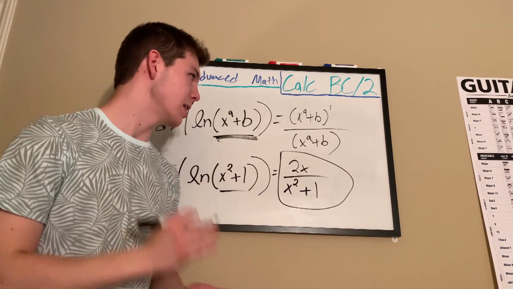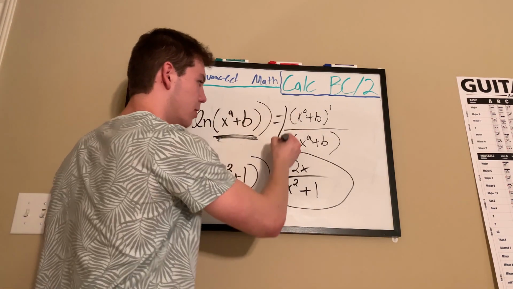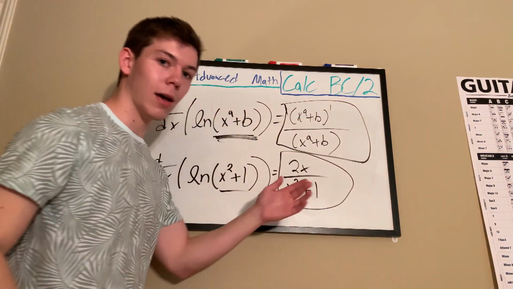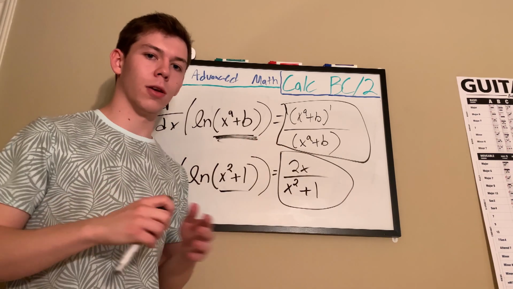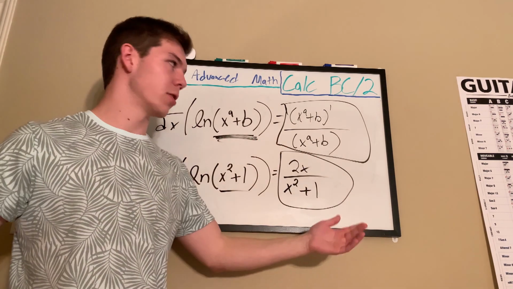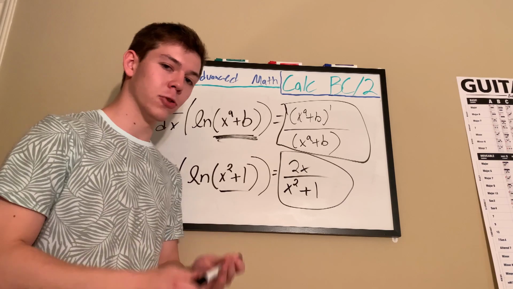It's super, super easy. You got to get this formula right here down. Once you know that formula, you can find the differentiation of any natural log function. That's it. That's all you need to know. We're going to move on to the logarithmic functions now.